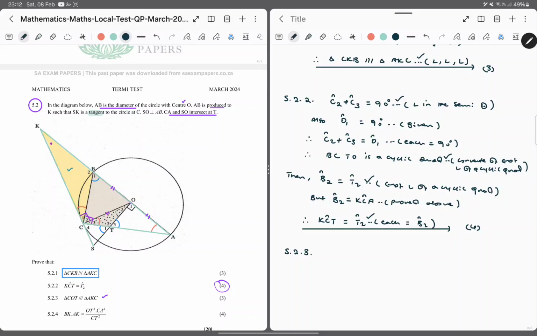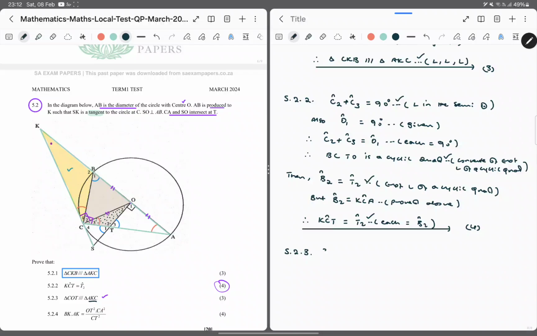Now we want to prove that this triangle is similar to triangle AKC. So again, we're still talking about the big triangle over that small triangle. Okay, let's see. What do we know? Well, we know that this angle here is equal to that angle, right? Because of those two radii. That's the first thing.